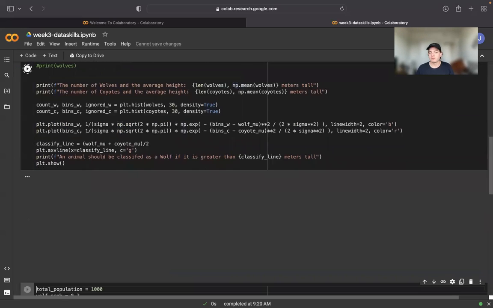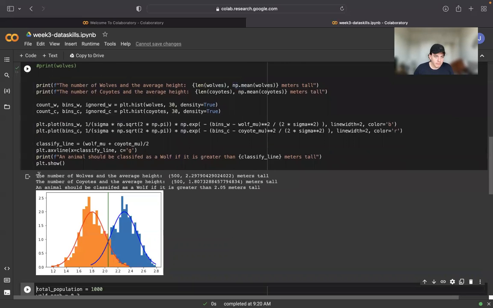So I'm going to run it again. The number of wolves is equal to 500. The average height is 2.29, which is right next to 2.3. And same thing with coyotes: 500, 1.8. Perfect. All right, we got that. That evaluates to a logic check. We're all good with that.